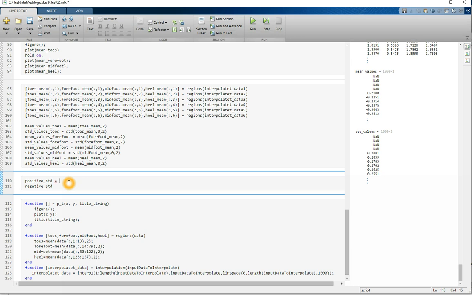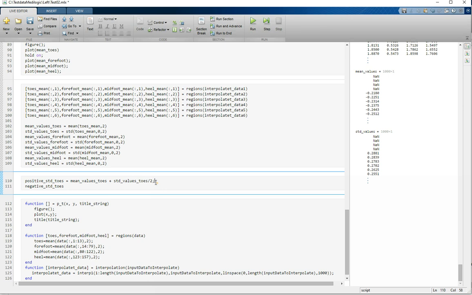But how could we calculate it? We take the mean value from the toes. I have to include the toes in there, toes, and here as well, and add half of the standard deviation. So we take the standard deviation value from the toes, divide it by half, and add it to the mean value of the toes.